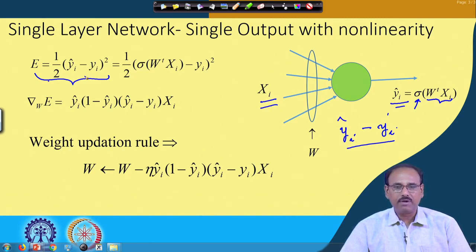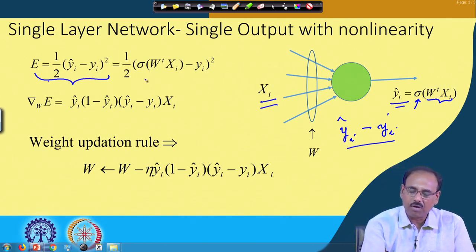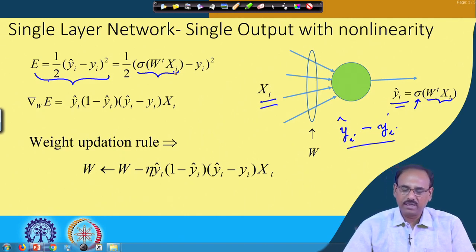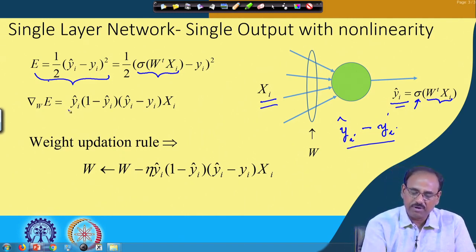So, my error is given by half of y i hat minus y i squared, which is nothing but half of sigmoidal function of w transpose x i minus y i squared. Now, if I take the gradient of this error function or loss function with respect to w, you find that the gradient will be given by this.